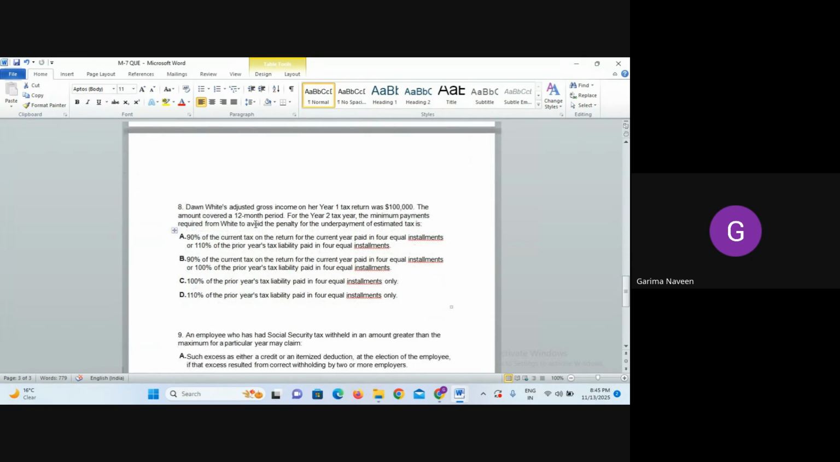Next is an important question. Don White's adjusted gross income for year one is $100,000, and for year two, the minimum payment required to avoid the penalty for the underpayment of taxes should be. So their adjusted gross income for year one was given. This amount covered a 12-month period. For year two, the minimum payment should be which to avoid the underpayment of estimated taxes. So if you want to avoid underpayment of taxes, then what should be the estimated amount of tax?